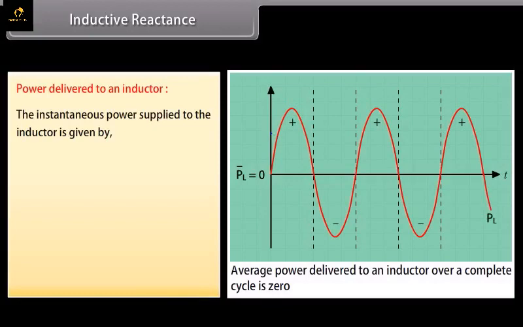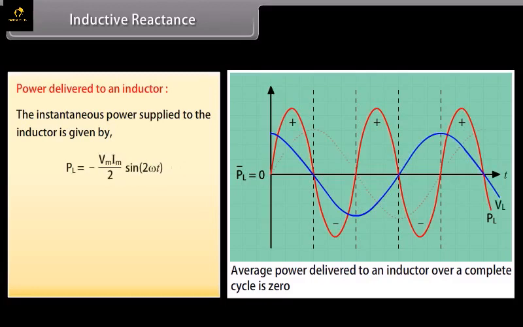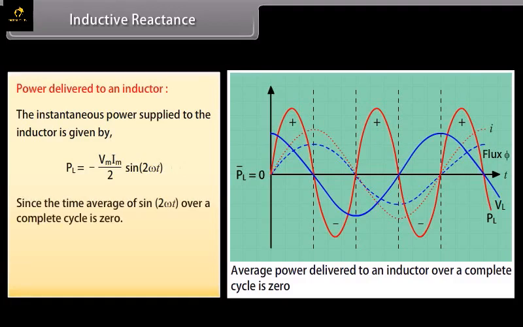Power delivered to an inductor. The instantaneous power supplied to the inductor is given by negative Vm Im by 2 multiplied by sin 2 omega t. Since the time average of sin 2 omega t over a complete cycle is 0, therefore inductor power is equal to 0.